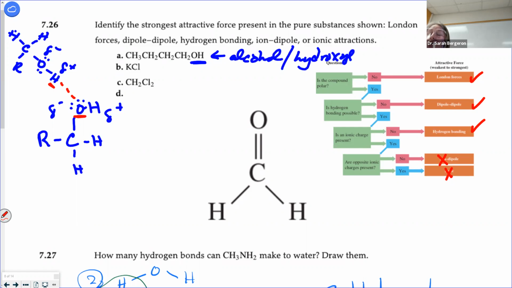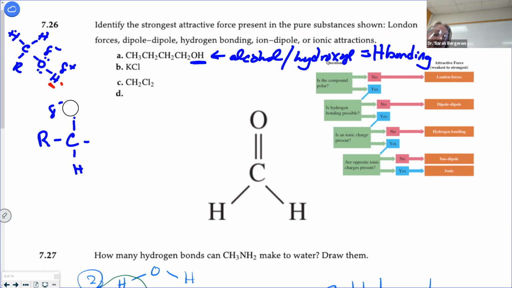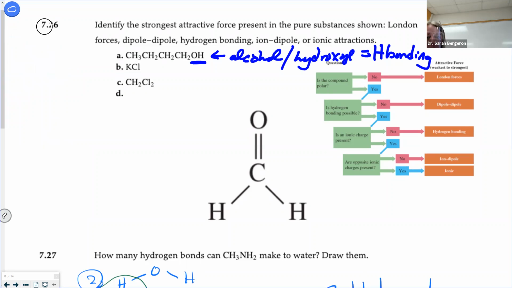So what is the strongest type of interaction that happens in A? Hydrogen bonding. Yes? Okay, let's do the next one. I'm gonna erase my work on the side here, so I have room to do each problem. Okay.